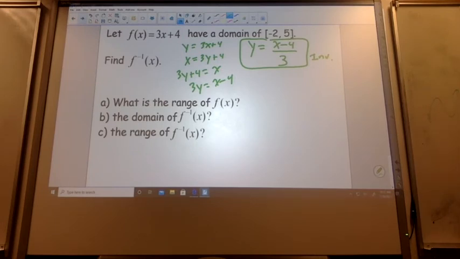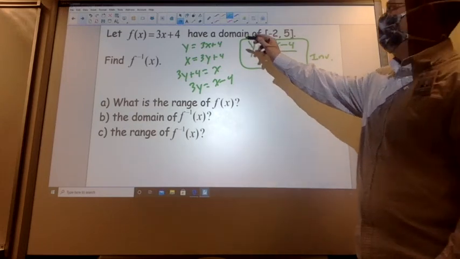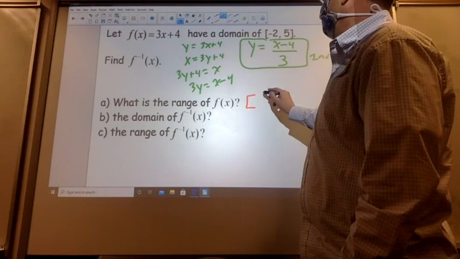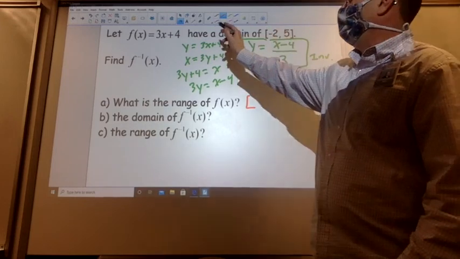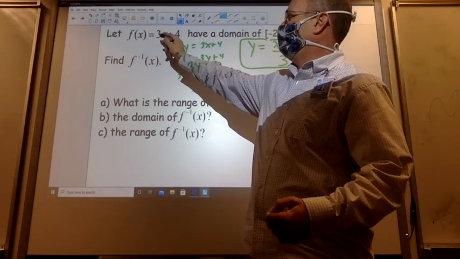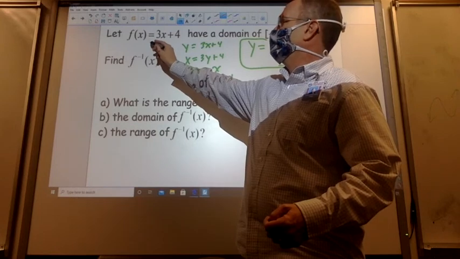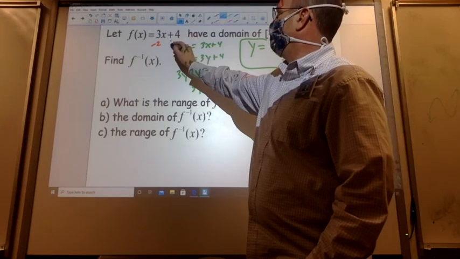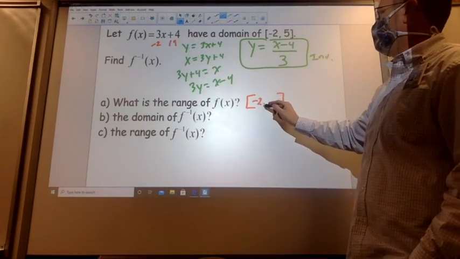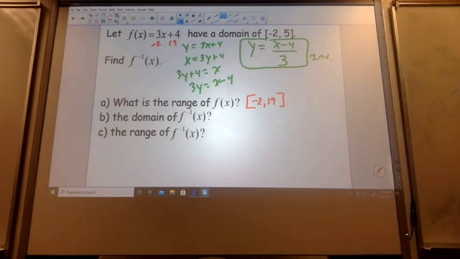What is the range of f at x? Well, this is what I'm going to do. I know I'm going to have square brackets. Good so far? I'm going to take negative 2, plug it in. 3 times negative 2 is negative 6. Negative 6 plus 4 is negative 2. Plug 5 in. 3 times 5 is 15. 15 plus 4 is 19. My range is negative 2 to 19. That was pretty simple. Just plug in the 2 end values they gave you.